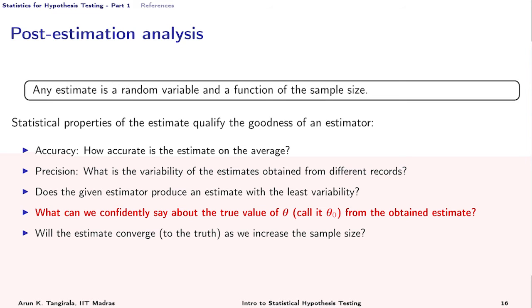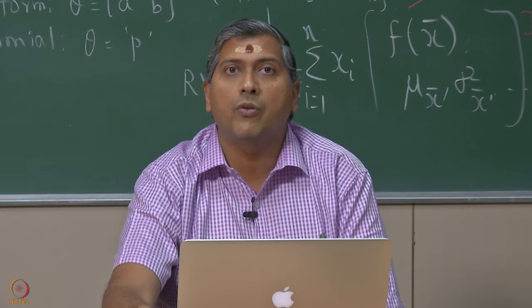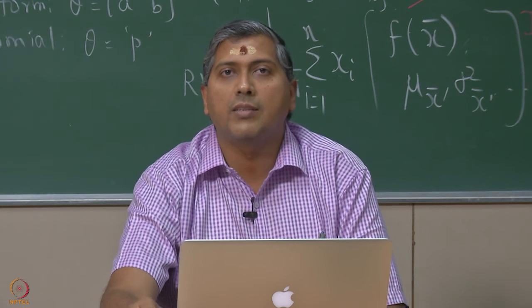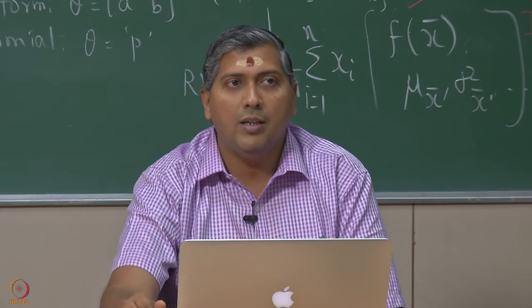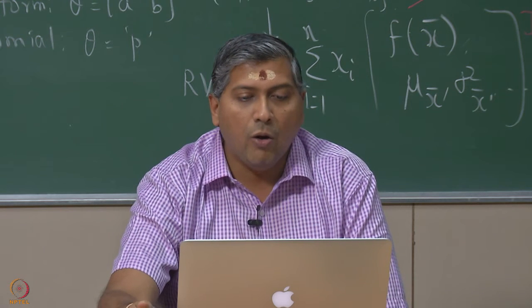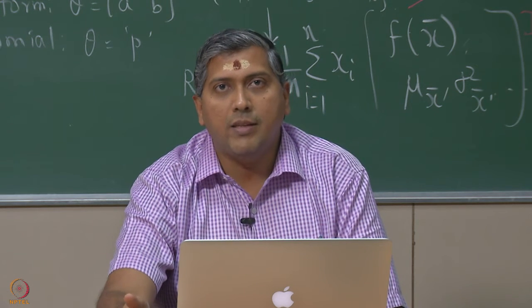Which is more important to us in estimation? Typically precision is a lot more important than accuracy, though both are important. Given a chance we would like to have an accurate and a precise estimator, but if we have to sacrifice one for the other, normally one sacrifices accuracy for precision, because of a simple reason.